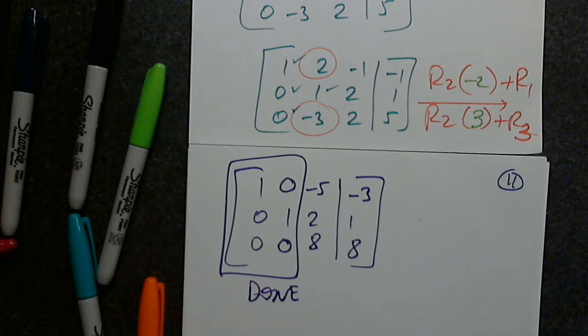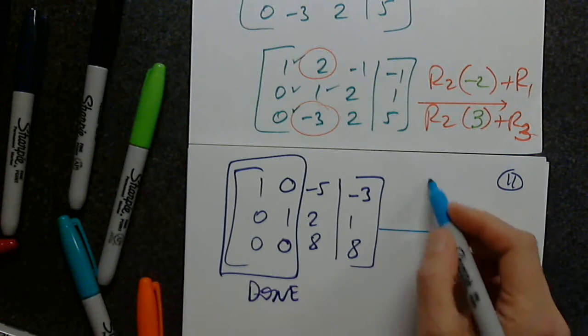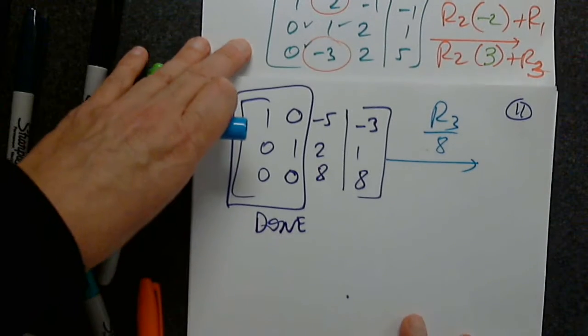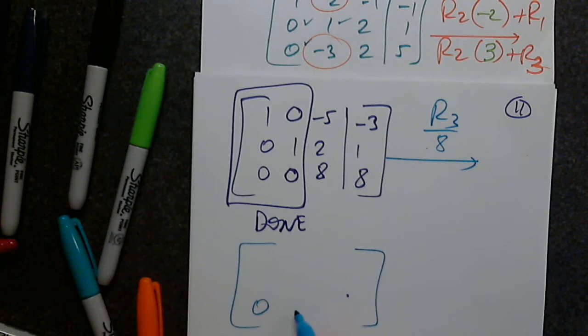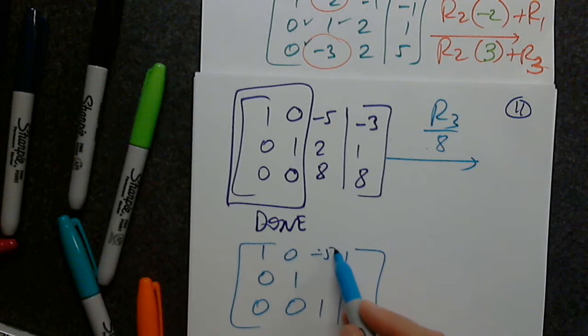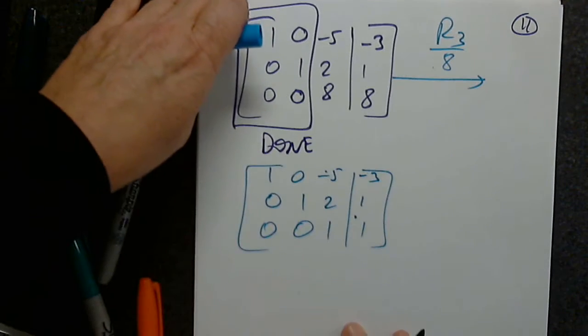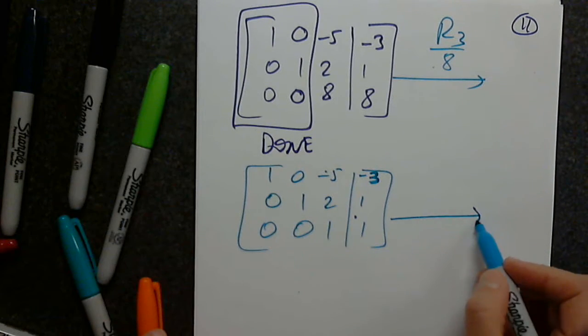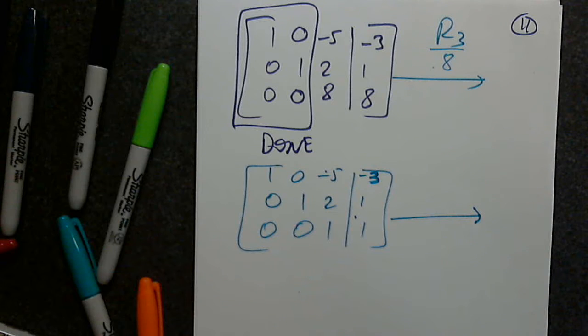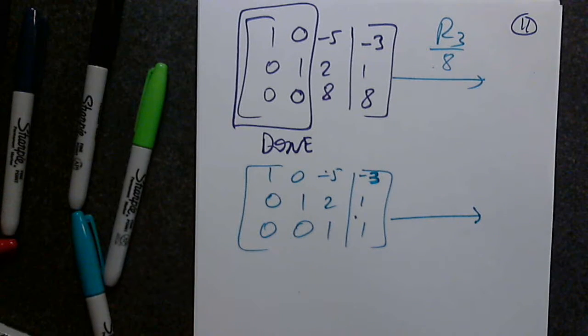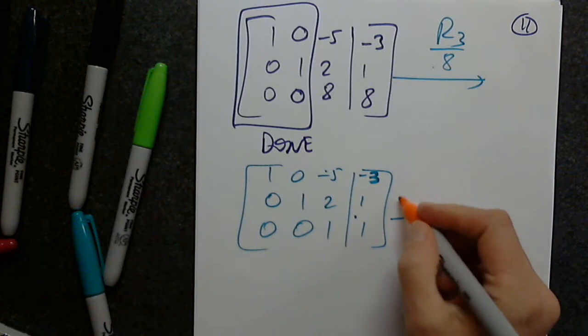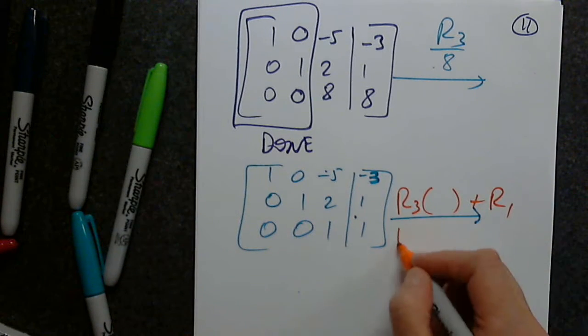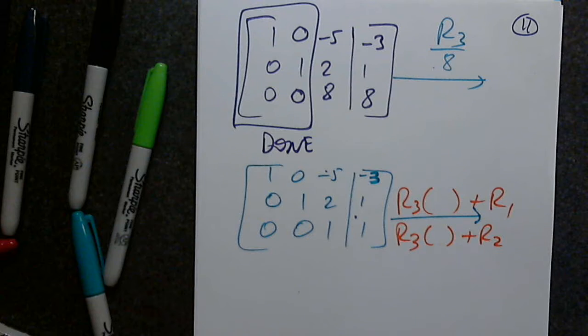Obviously. Of course. That's it. I have to divide row 3 by 8. 0, 0, 1, 1. Final step. Row 3 times something plus row 1, and row 3 times something plus row 2. Exactly.